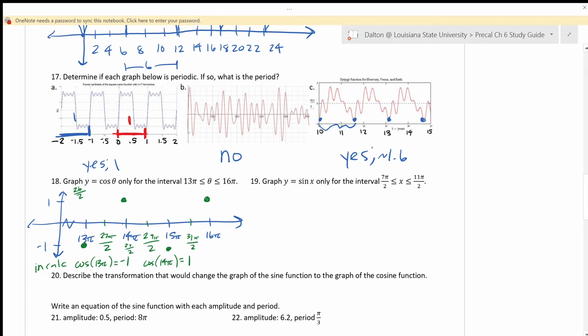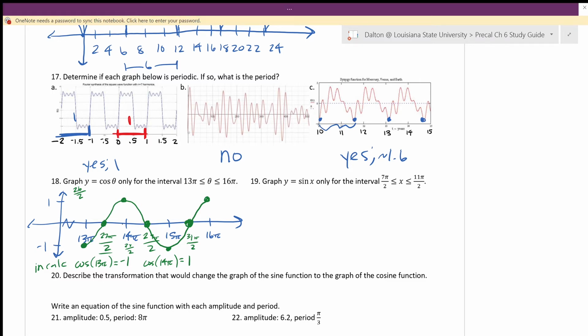If you plug these values, cosine of 27 pi over 2, into your calculator, you would get 0. And then if you did the cosine of 29 pi over 2, you'd get 0. And the cosine of 31 pi over 2, you'd get 0. So remember, if we're going to be counting by pi over 2s, this will help give us a little bit more shape to your curve, to make it a little bit more accurate. So that's the cosine function only from 13 pi to 16 pi.